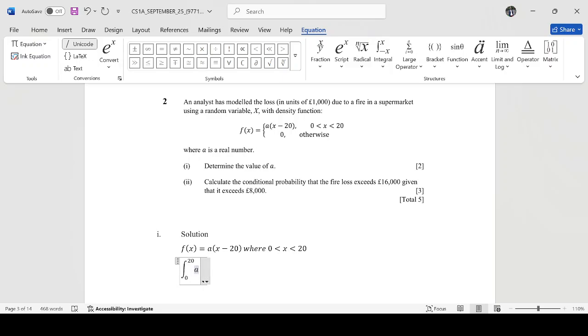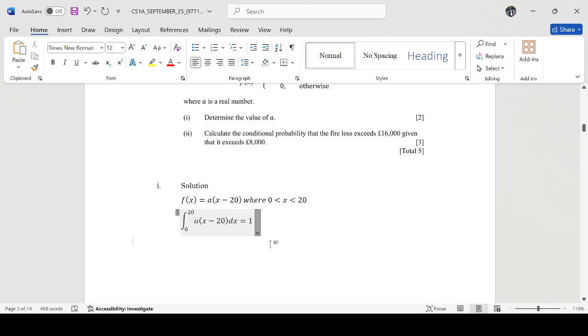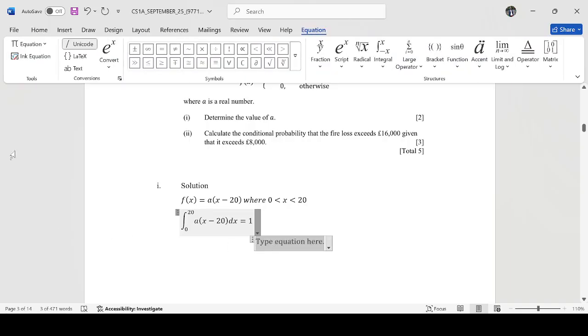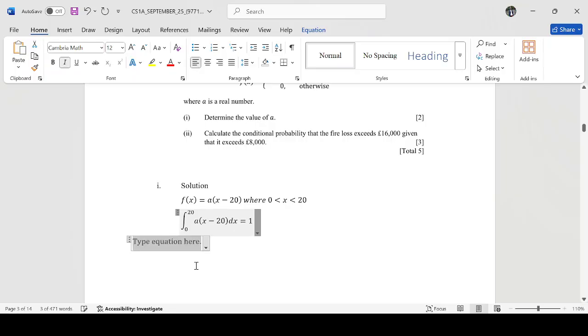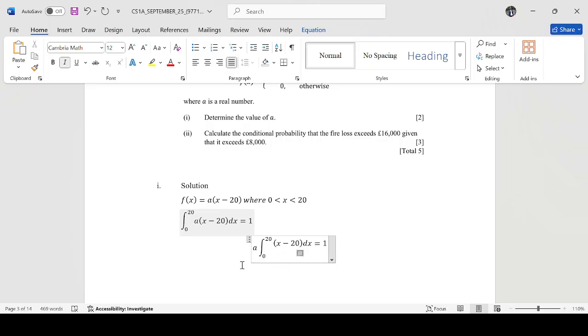Then we have our value of a inside the bracket, and we have x minus 20, and we are integrating it under the curve. The whole of this we equate to 1. So a will be outside, and we still remain with the integral from 0 to 20 of (x minus 20), integrating with respect to x.